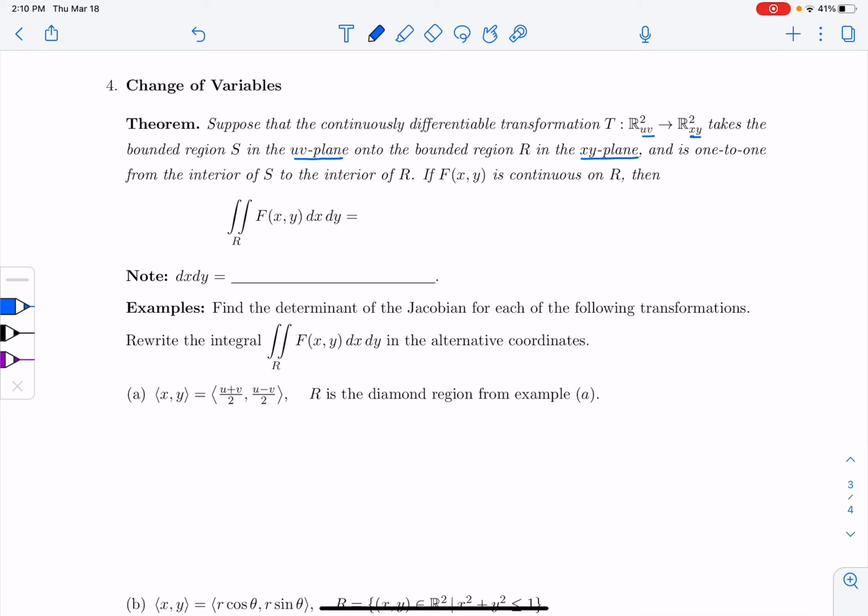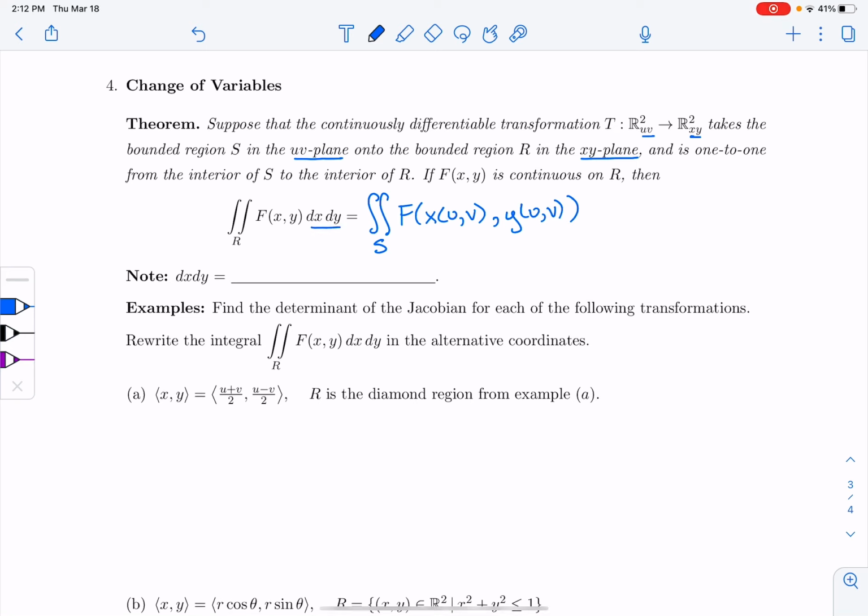So we have our transformation T. It's going to act on S in the uv plane and return another region R in the xy plane. We're going to assume that this transformation T is continuously differentiable, so it has continuous partial derivatives, and that it's one-to-one from the interior of our region S to the interior of our region R. That's so that we can have an inverse function. Then, if my function f of (x, y) is continuous on R, we can rewrite the double integral over R of f of (x, y) as a double integral over S of f of, changing the x and y coordinates to u and v coordinates, x of (u, v), y of (u, v).